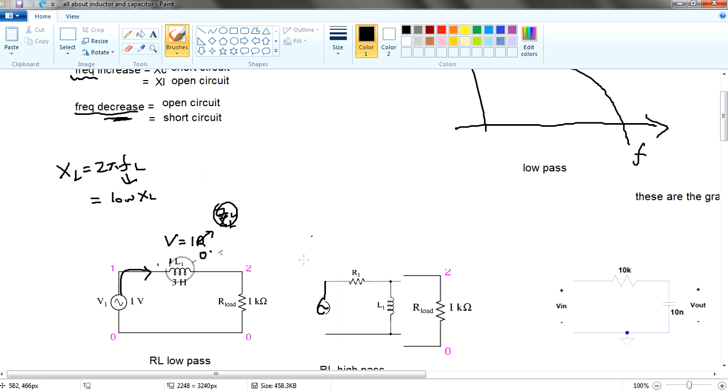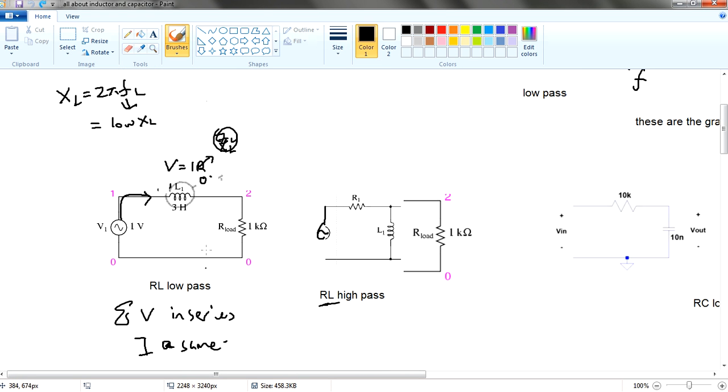So if the previous concept that I talked about was the RL low pass, let's talk about the RL high pass. Let's say you have an inductor connected in parallel with the R load. In the previous case it was in series, right now it's parallel. What do you have? You have a high pass. So how does the high pass work?